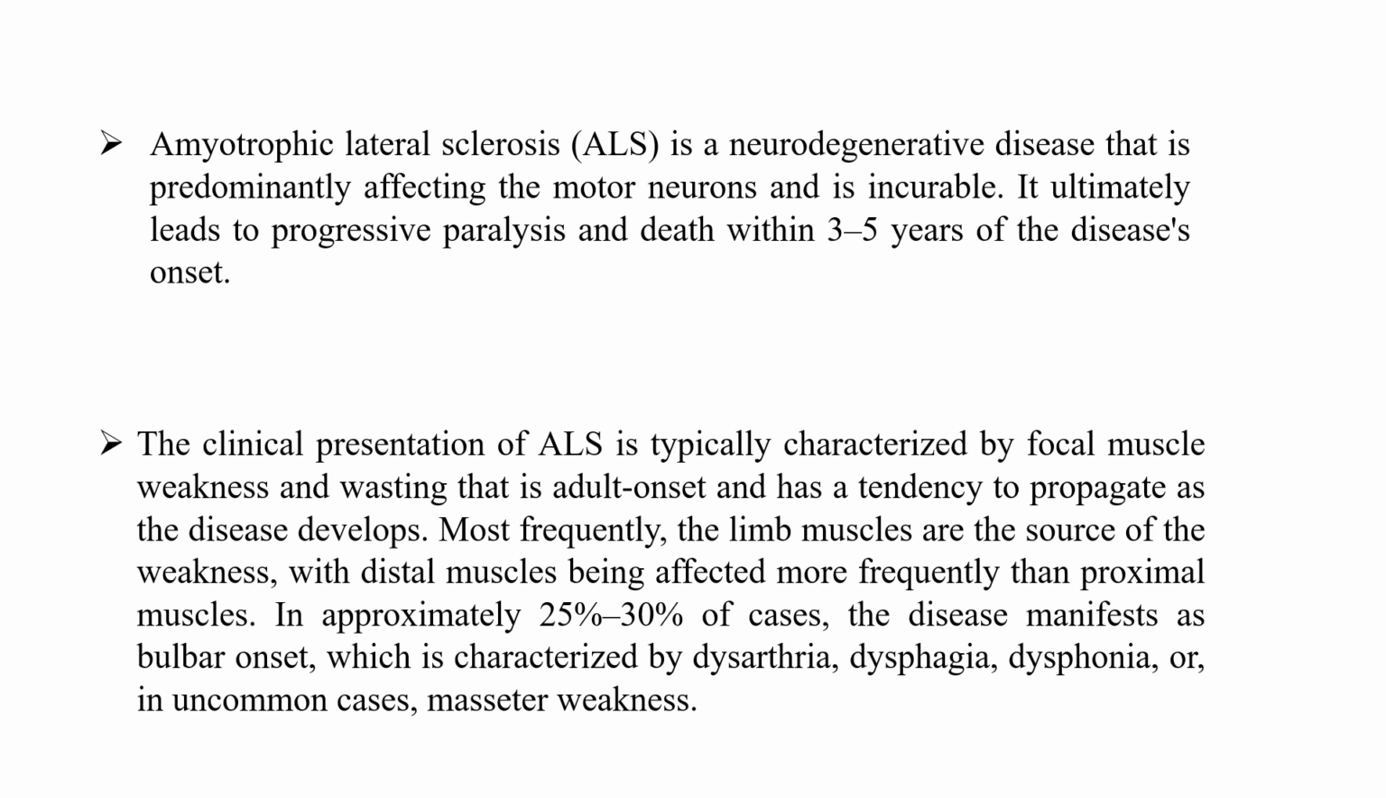The clinical presentation of ALS is typically characterized by focal muscle weakness and wasting that is adult onset and has a tendency to propagate as the disease develops. Most frequently, the limb muscles are the source of the weakness, with distal muscles being affected more frequently than proximal muscles. In approximately 25 to 30% of cases, the disease manifests as bulbar onset, which is characterized by dysarthria, dysphagia, dysphonia, or in uncommon cases, masseter weakness.